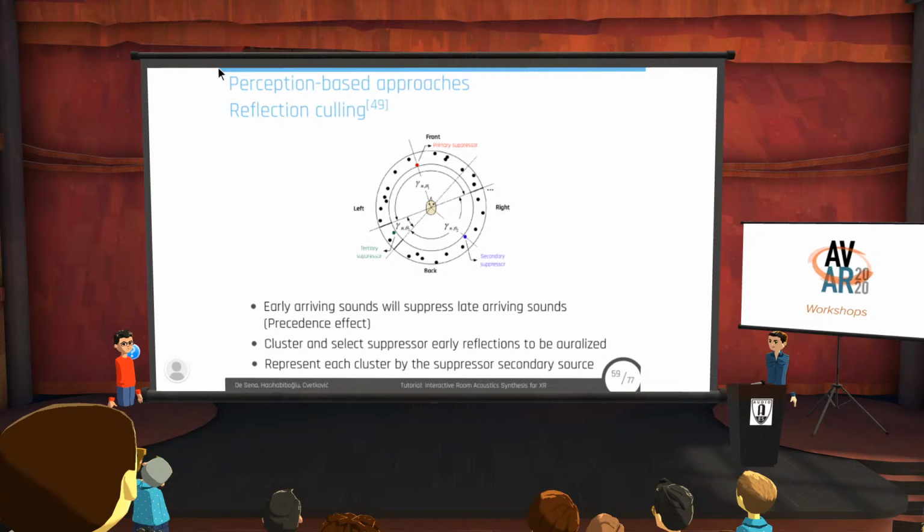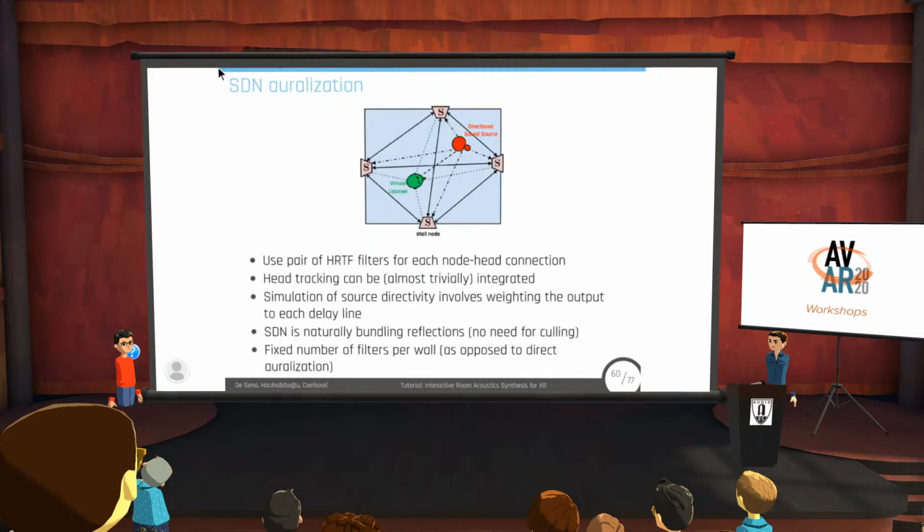substantially. And finally, how you carry out binaural auralization in SDN. SDN provides a very simple approach that addresses all the problems with direct auralization. First and foremost, SDN bundles reflections naturally. That is, you have a single node that cares about the reflections from left, right, front, back, top, and bottom.